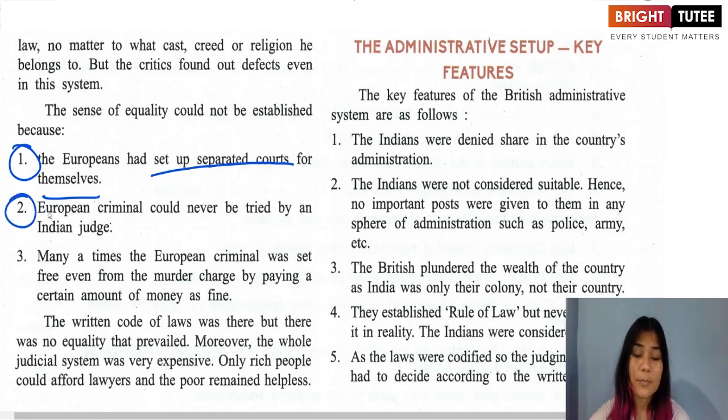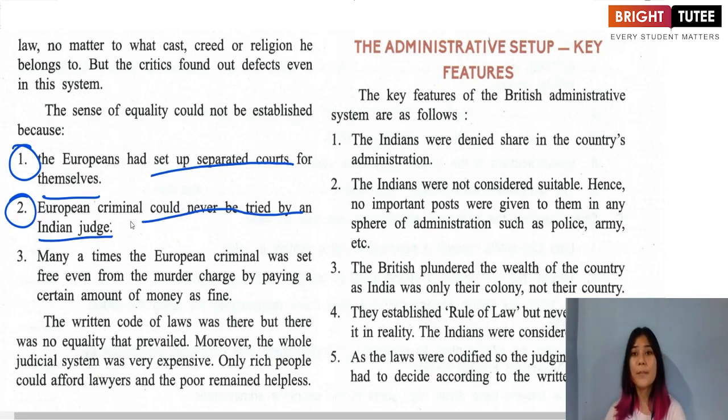The second problem is that a European criminal could not be tried by an Indian judge. If a European officer or European person had committed a crime, the Indian judge could not try that person. Who could only decide? A European judge. Had there been equality, then no matter whether you're European or non-European, any judge can take that case, right? But no, the European would take the European subjects, the Indians would take the Indian subjects. So this was the case, all right.